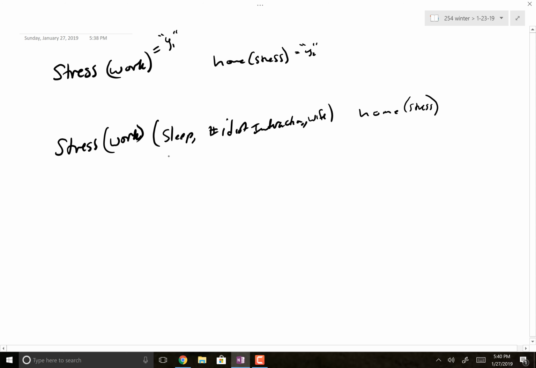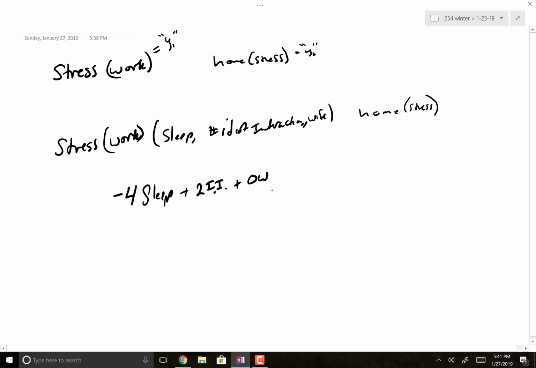Now, you're like, wait, is it really? Is your work stress affected by that? Not really, because watch. My sleep, as the sleep goes up, my stress goes down, you see. So it might be something like -4 times sleep. So for every hour of sleep I get, perhaps my stress at work goes down by 4 points, whatever that means. Plus, number of idiot interactions. Well, as the number of idiot interactions goes up, my stress goes up as well, yes? We'll call them IIs. And my wife doesn't really affect my work stress, so it might be 0W.